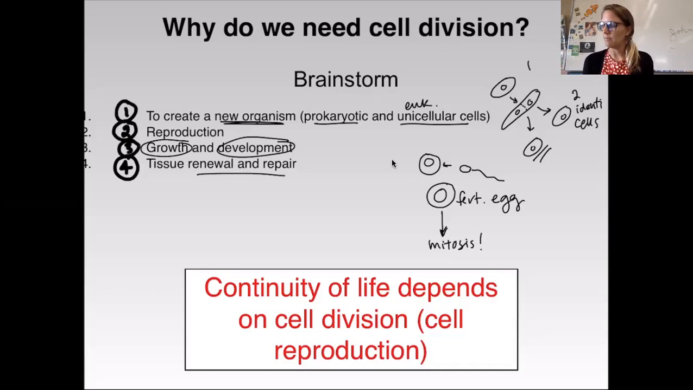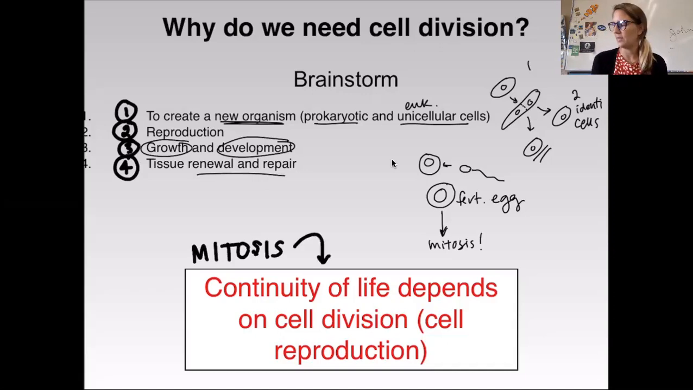So really the main point is, terrible handwriting, that mitosis ensures the continuity of life. Not good English today. The continuity of life absolutely depends on cell division, cell reproduction, AKA mitosis.